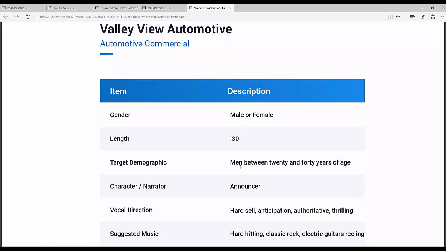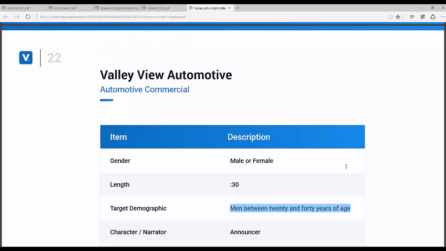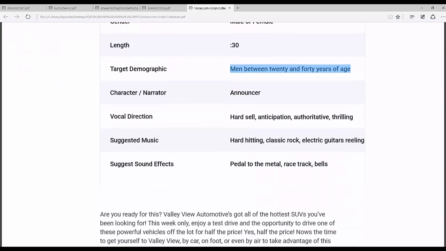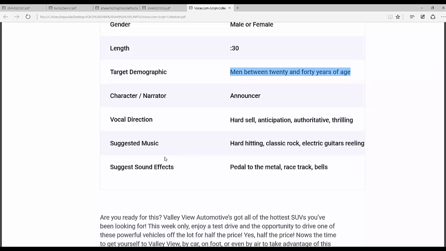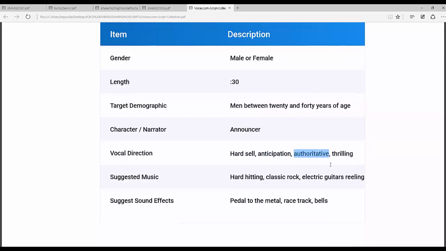Now we are talking to men around 40 years of age. And this is supposed to be a hard sell. You're telling them, dude, buy this right now or else something is going to happen to you. So you're a narrator, but what you're doing as a narrator is announcing, like what I told you: hard sell, anticipation, authoritative. You're commanding these brothers, y'all must buy this if you are going to make it in life. You know how it is. If you ain't buying this, you might not just make it alive. Okay, just kidding. So that's how it is.